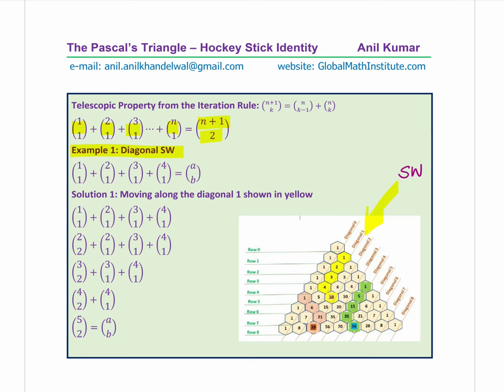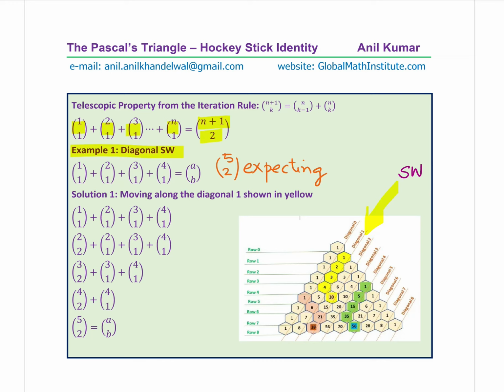Okay, so here is a simple example. If we have to add 1C1 with 2C1, 3C1 and 4C1, what do we get? That is what we want to understand. Well, if you know the formula, you know the result also. We are expecting 5C2, right? That is what we are expecting, from the formula. Now let us see how we can arrive at it algebraically.